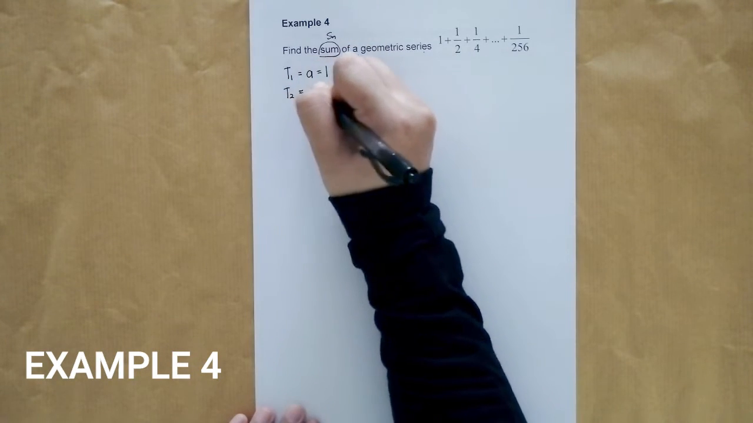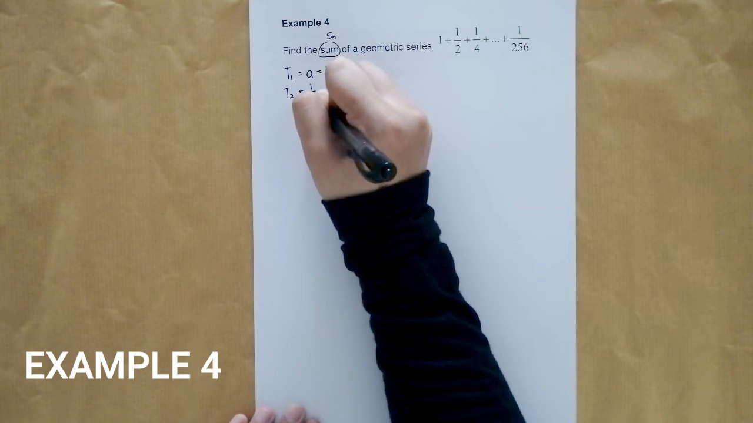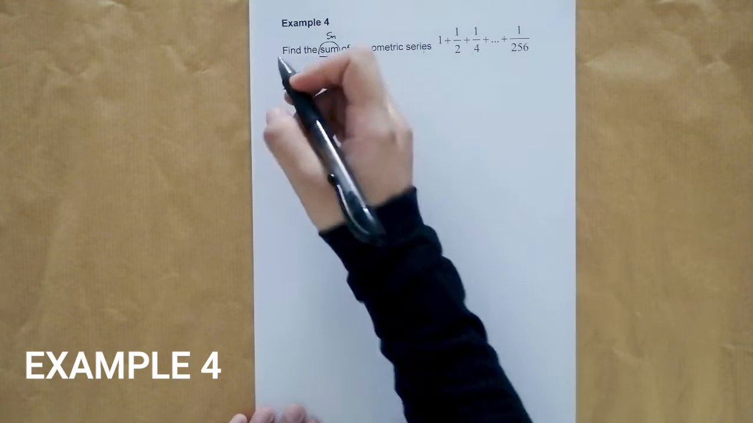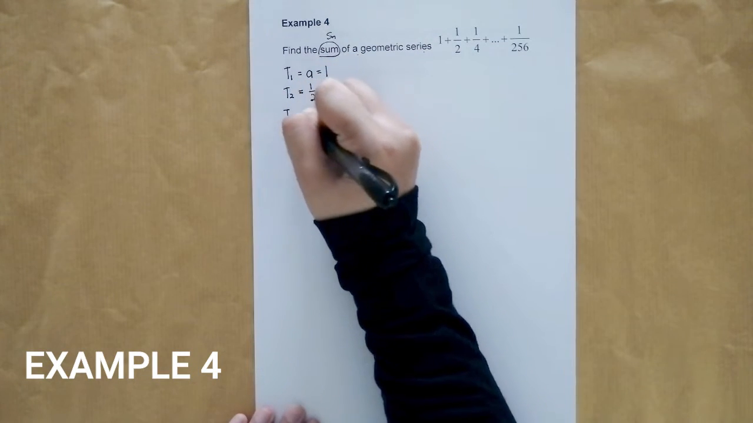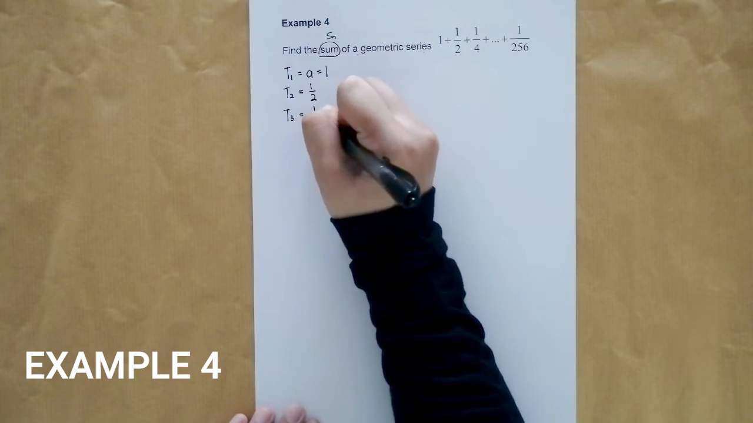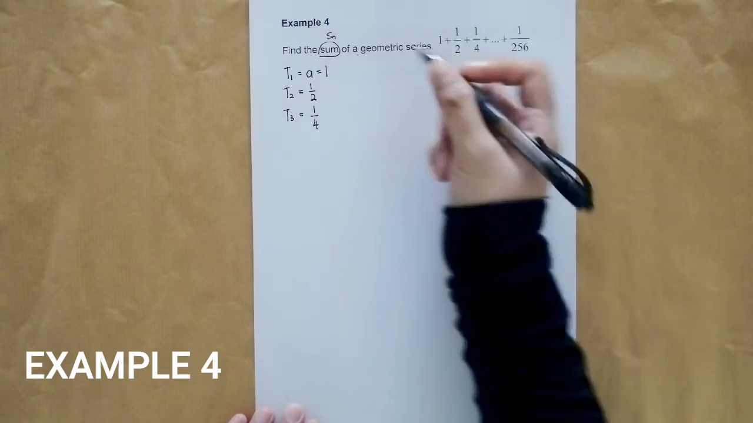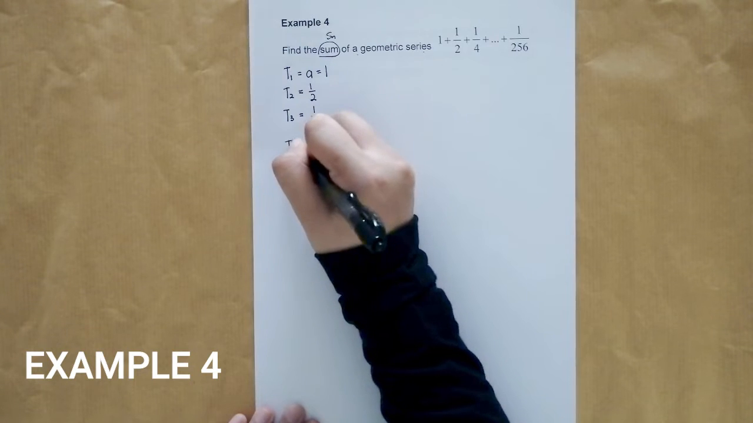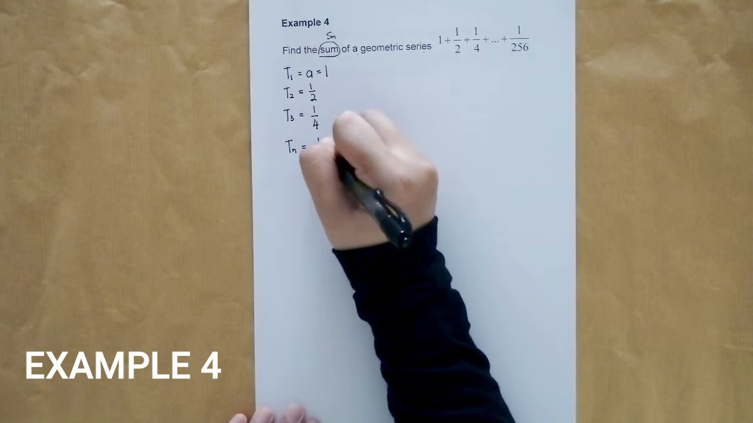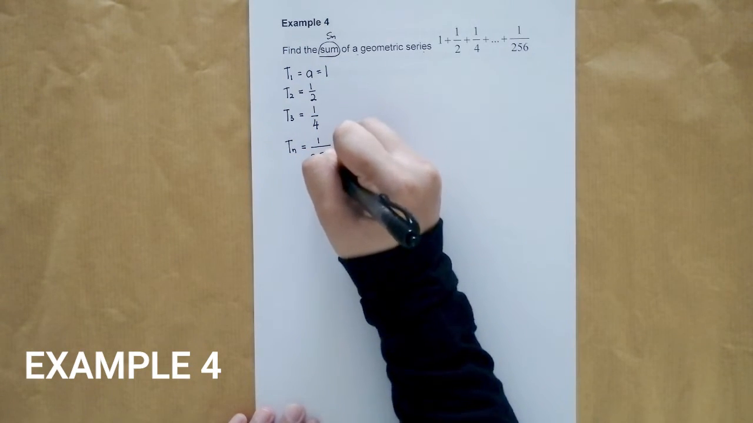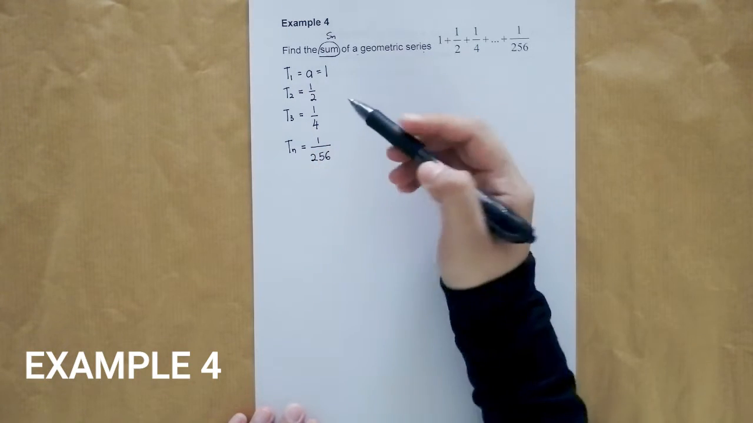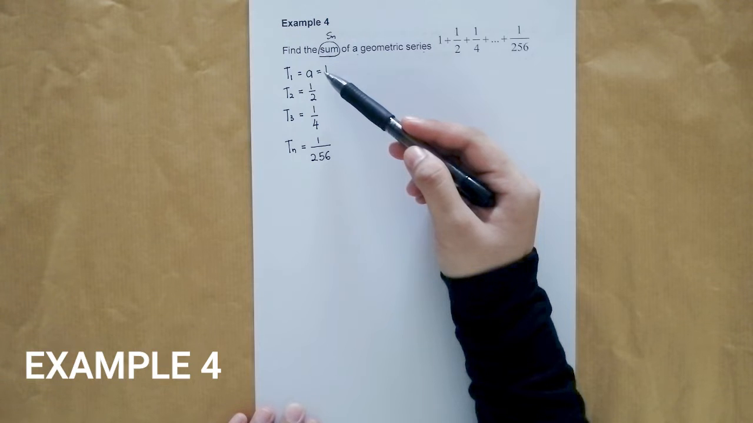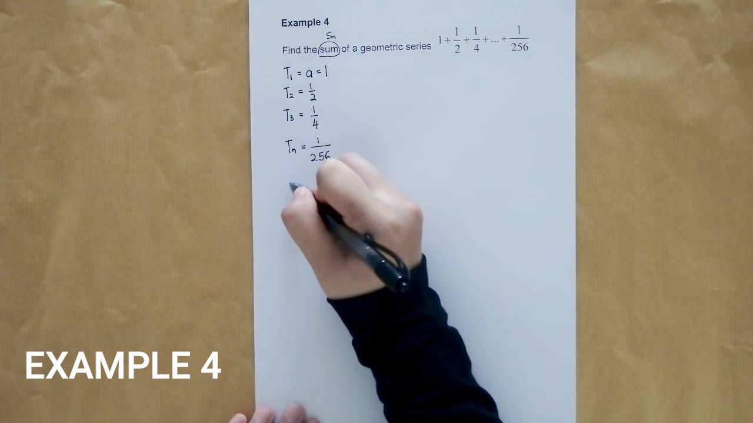T2 equal to 1 over 2. Next, we have the third term, T3 equal to 1 over 4. And the last term here, which is Tn, equal to 1 over 256. Based on this information, you can find the common ratio, which is R.